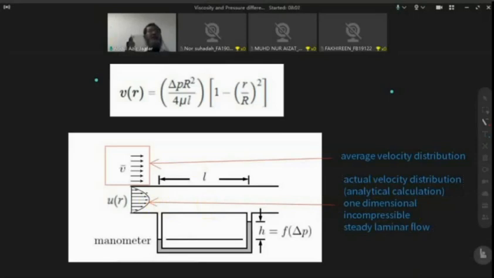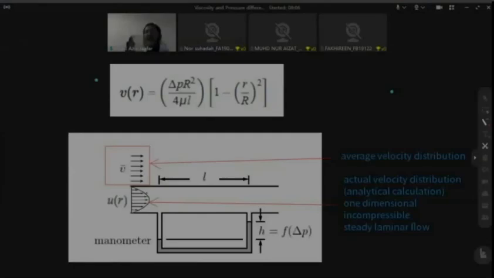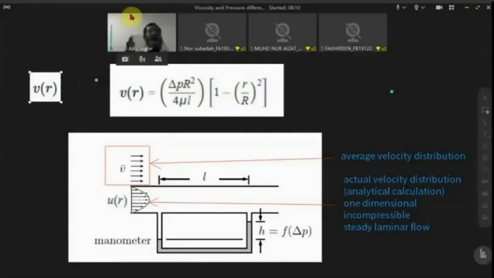Right? And then change the distribution in the figures from u as a function of radius to v as a function of radius. Similarly, the average velocity is using the same symbol.